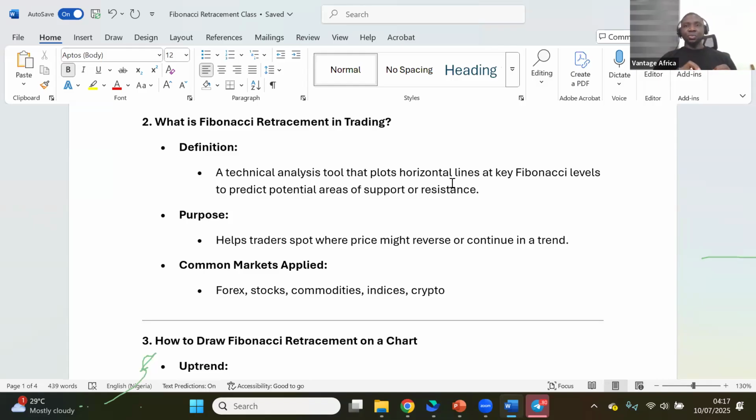Okay. So it's a technical analysis tool that plots horizontal lines on key Fibonacci levels. So you see those numbers that we did the other time, 28% and 8%, all those are what we call key Fibonacci levels. Now you will see horizontal lines. This Fibonacci retracement tool plots horizontal lines on those areas.